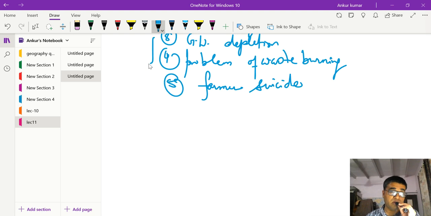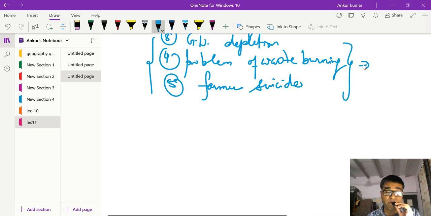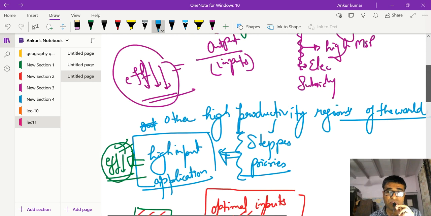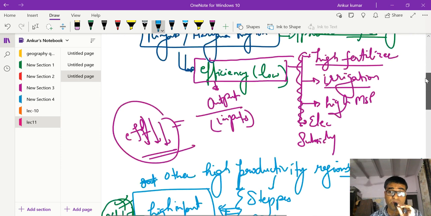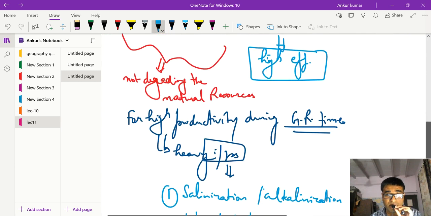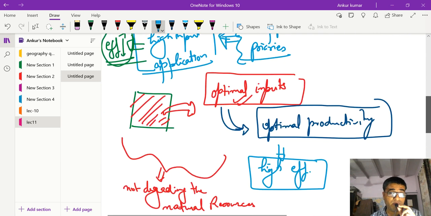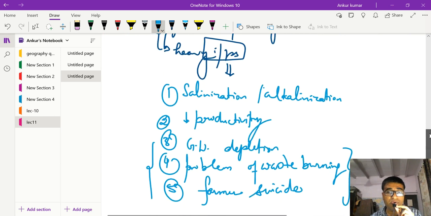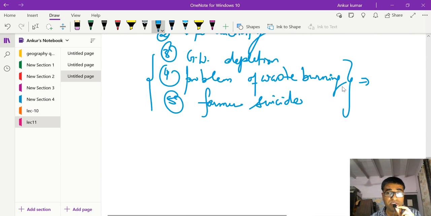So all these problems are because of our urge for having high productivity without caring for efficiency. So we have to care for both productivity as well as efficiency. This was the basic essence of productivity and efficiency, and how they are related. We have to develop agriculture in a balanced manner. If we do not develop in a balanced manner, we have seen the examples, right? So this is the first topic of this class: efficiency, productivity, and the difference between them.